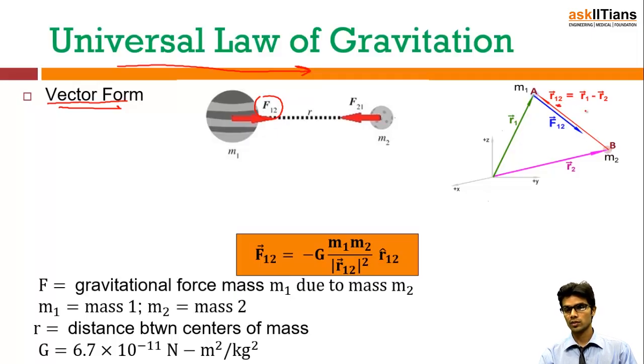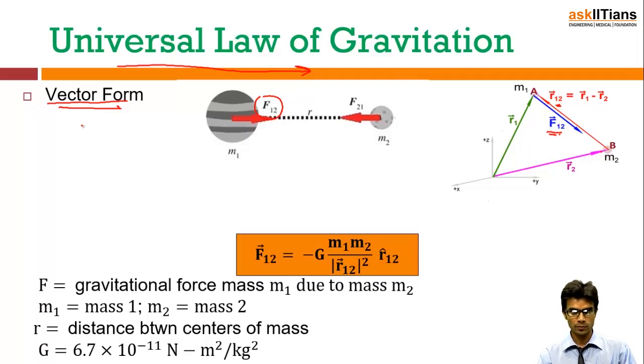So r12 is equal to r1 minus r2. So F12, what is the direction? This is the mass 1 and this is the mass 2. Now we are trying to find the force on mass 1. F12 can be read as the force on mass 1 due to mass 2. This is the vector F12. So here we are trying to derive this formula.